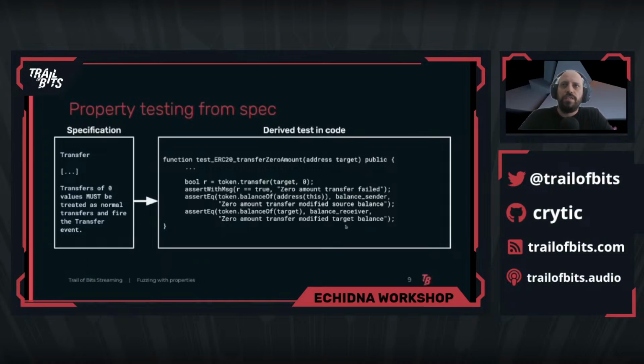We created a lot of these properties from the specification, in this case for ERC20, but the idea is that you could also create your own ones by knowing the invariants in your contracts or the specific properties of your contracts. This particular piece of code is part of one of the properties that are implemented in our repo.